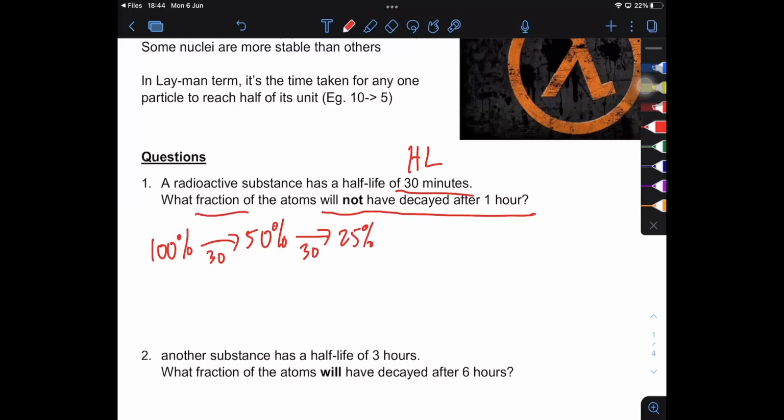So what fraction of the atoms will be left? It will be left with 1/4 of it, right? Because 25% is a quarter. So this is how you're supposed to do this, guys. You are highly encouraged to draw the arrow diagram so that you can visualize how much is left and how much has decayed away.